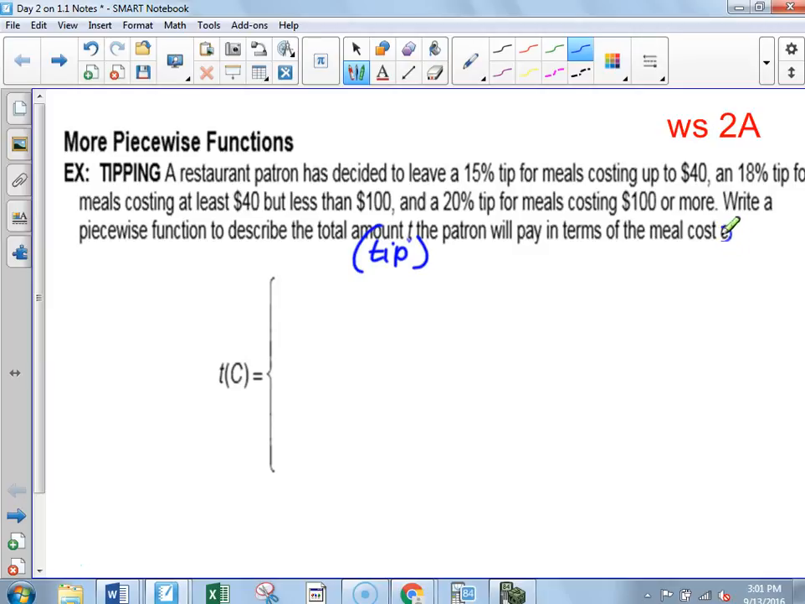Anybody tell me anything we're going to write down? It's wide open right now. Vespa?